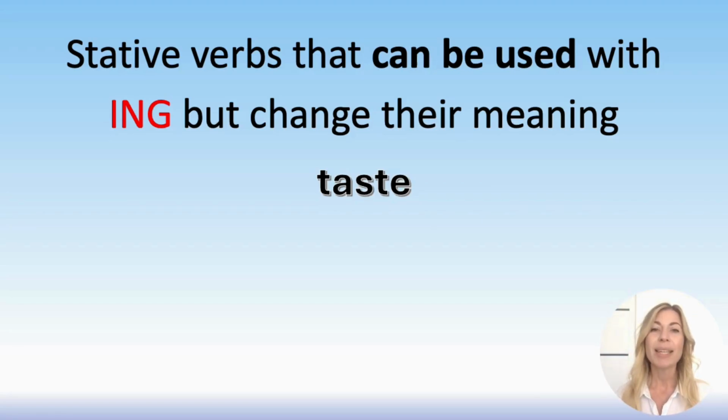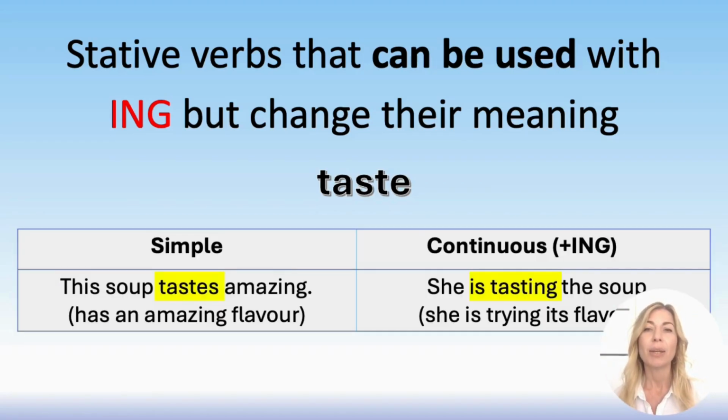Okay, so we can see the verb taste. So what's the difference? This soup tastes amazing. It means it has an amazing flavor. Or she's tasting the soup. She's trying its flavor. So this is a different meaning, and this is actually an action verb. In this case, we can use it with ing.